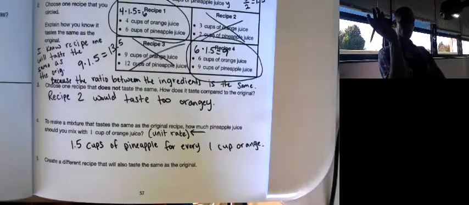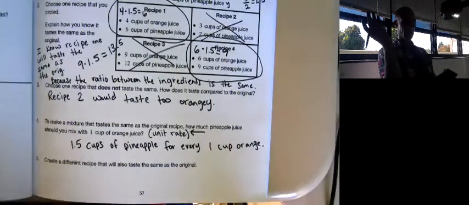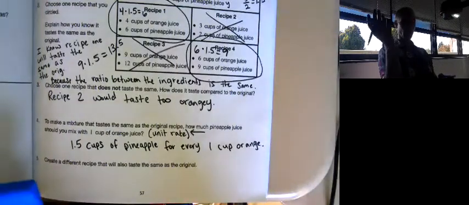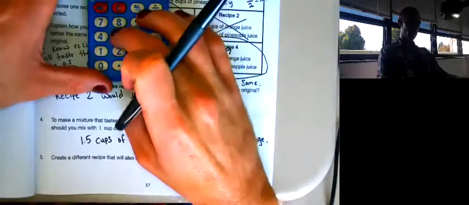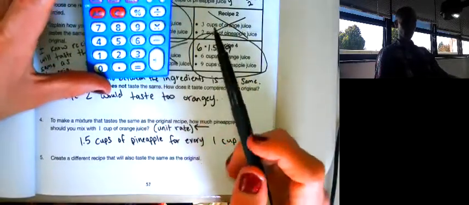And the last one says, create a different recipe that will also taste the same as the original recipe. We can take literally any number we want. And as long as, and that could be the amount of orange juice. And then if we multiply that by 1.5 and use that as our pineapple juice amount, then the recipe should turn out the same. So we could have a giant orangey pineapple juice factory where we're pumping this stuff out by like, you know, the giant tank full because we sell it in all the stores. And so maybe we need, I don't know, what does that say?